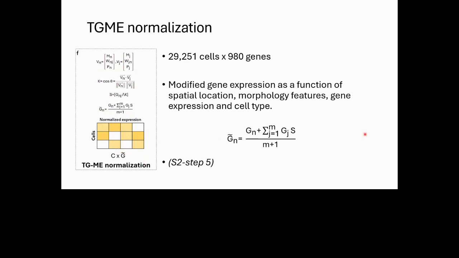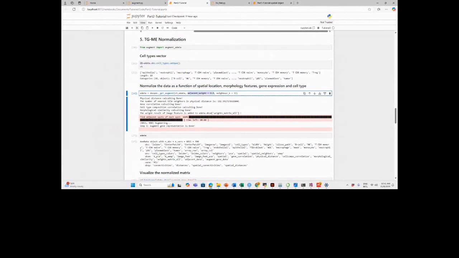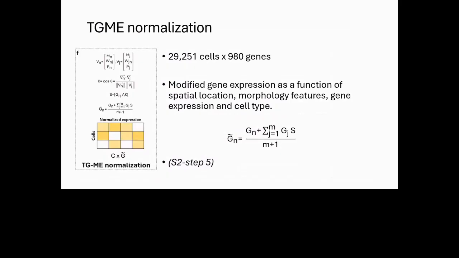Okay, so let's go back. Let me just mention two things. This yellow matrix now contains cells by what we call normalized expression, as a function of the spatial location, but also as a function of the spatial shape of the cells. That is the intention.